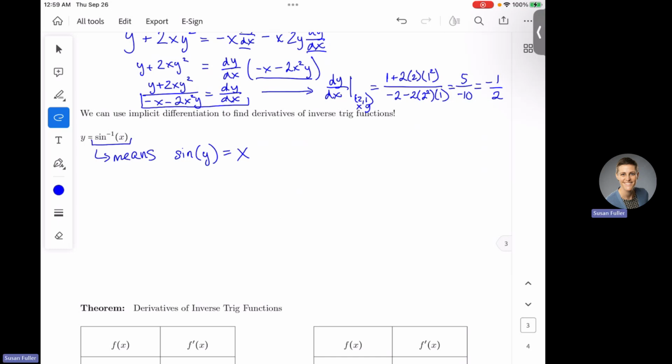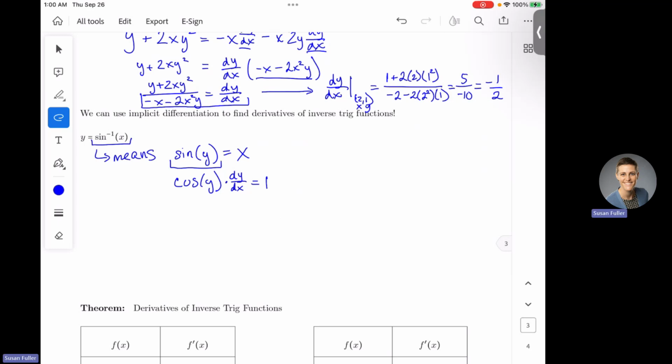Okay, so I want the derivative. I want dy/dx. But this is now implicitly defined. So we can use implicit differentiation, and I'm going to take the derivative of both sides. What's the derivative of sine of y? Yep, it's just cosine y. But I took the derivative of something with a y in it, so don't forget to multiply by dy/dx because implicit differentiation. And now I'm going to take the derivative of the right side. The derivative of x is 1.